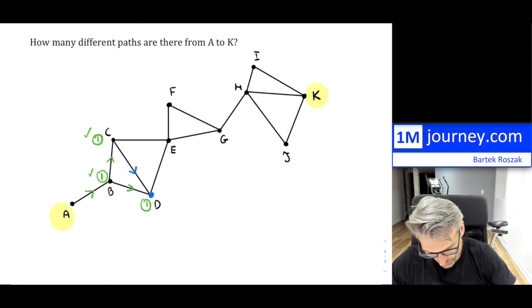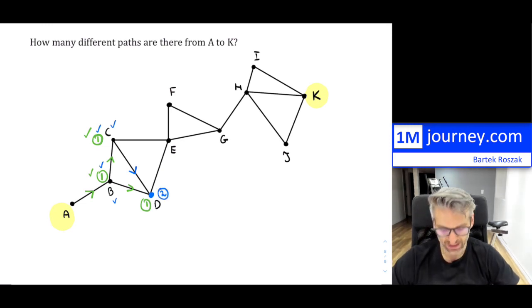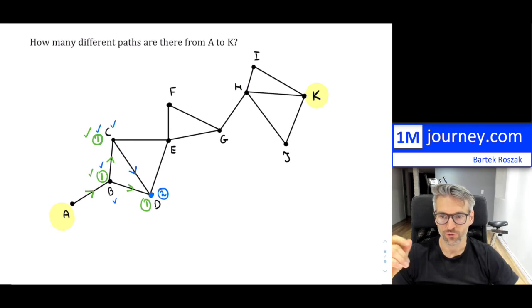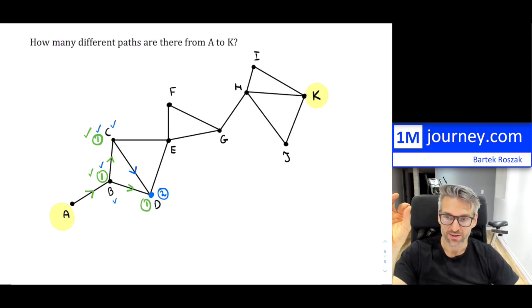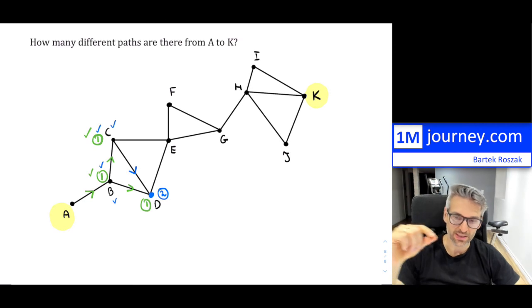But now, if we consider both from C and from B, then we would say that's 1 plus the 1. So this is actually 2 different ways to get to D. And the 2 different ways would have been the AB to D, and the ABC to D. So those would have been the 2 different paths there. So from C and then from B, we can get to D.